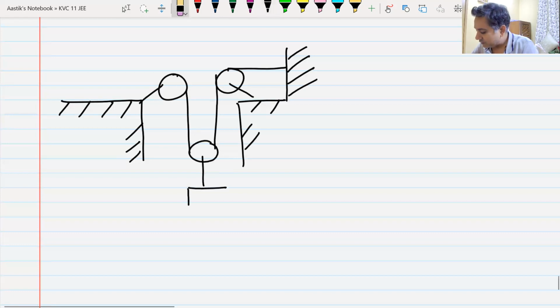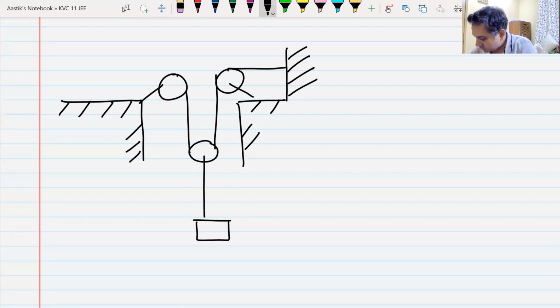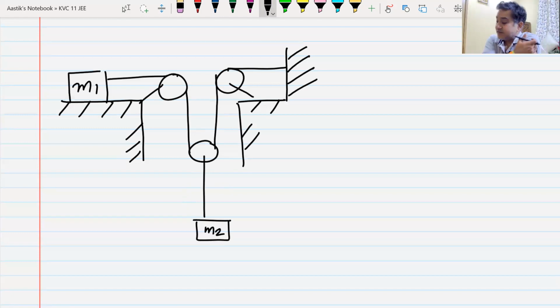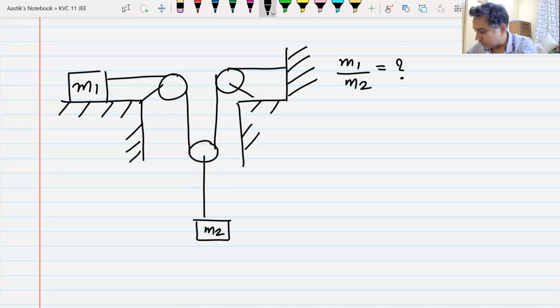Let me make it bigger so that I can draw the free body diagram. Again, this is M2. Again, this is M1. I hope you have seen this diagram. Again, this entire system is in equilibrium, my dear friends. Can you now tell me the ratio of M1 by M2? This entire system is in equilibrium. What is the ratio of M1 and M2?